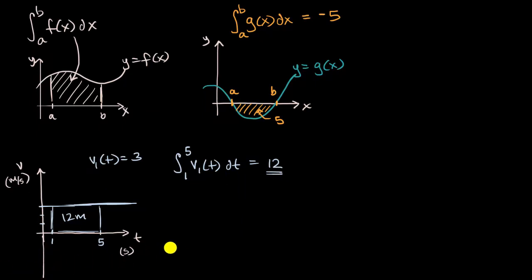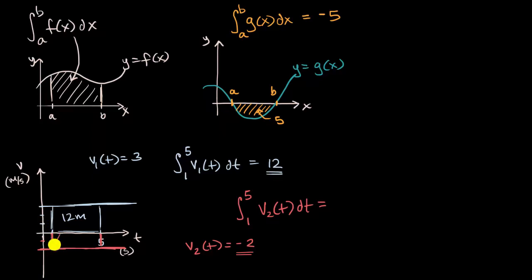What if I had another velocity function? Let's call that v sub 2 of t that is equal to negative 2 meters per second. And it's just a constant negative 2 meters per second. So this is v sub 2 of t right over here. What should the definite integral from 1 to 5 of v sub 2 of t dt be equal to? Well, it should be equal to my change in position. But if my velocity is negative, that means I'm moving to the left. That means my change in position should be to the left as opposed to the right.